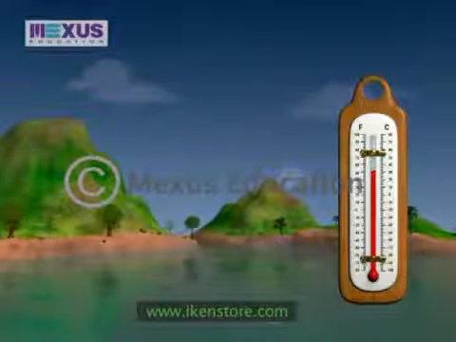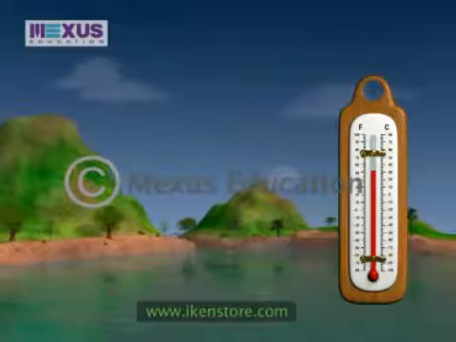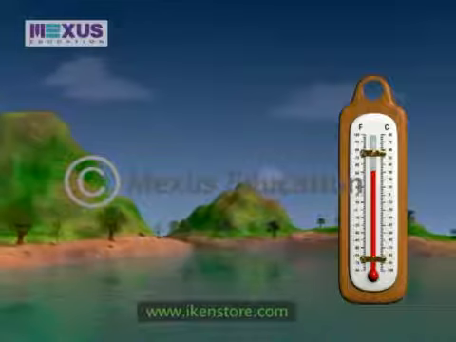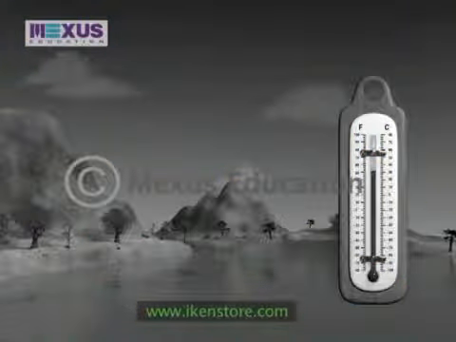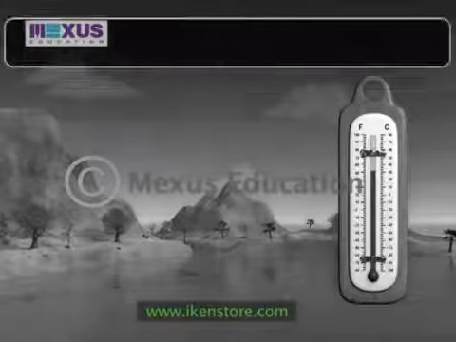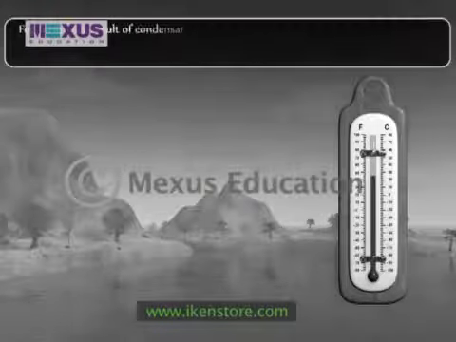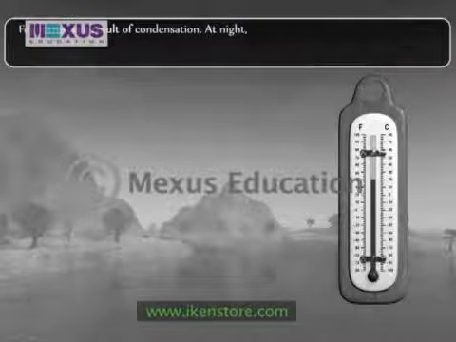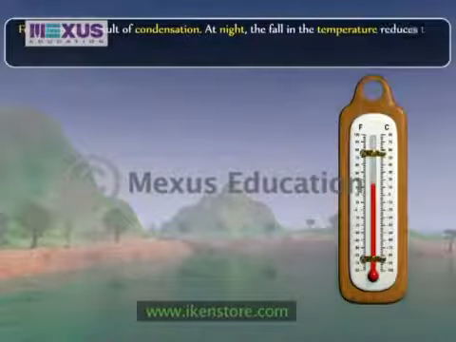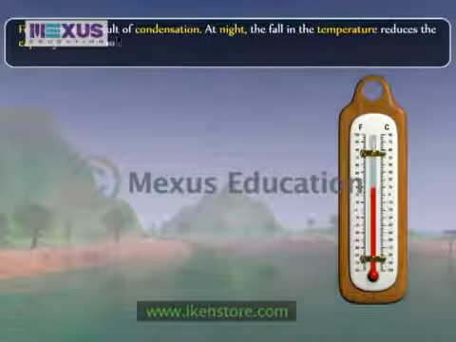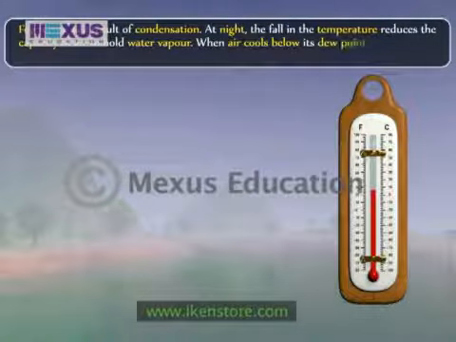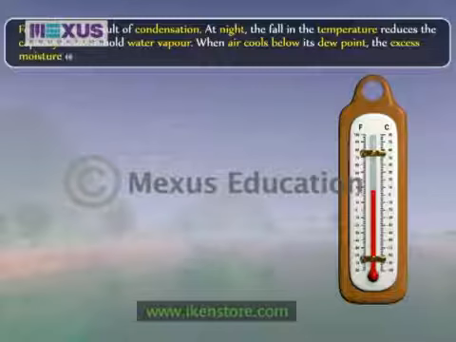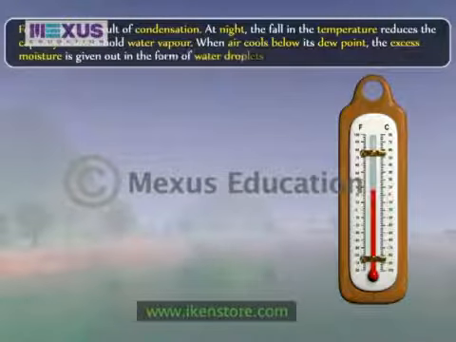Minute droplets can also be seen in other forms such as mist, fog, dew, and frost. Fog is a cloud that forms near the ground. It forms as a result of condensation. At night, the fall in the temperature reduces the capacity of air to hold water vapor. When air cools below its dew point, the excess moisture is given out in the form of water droplets just above the ground.